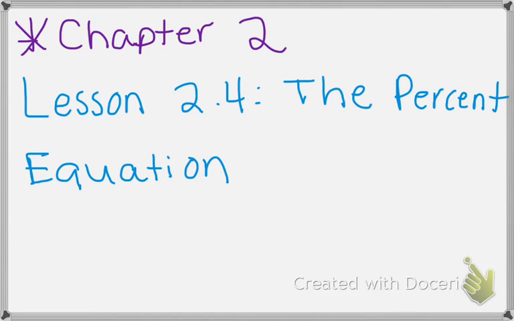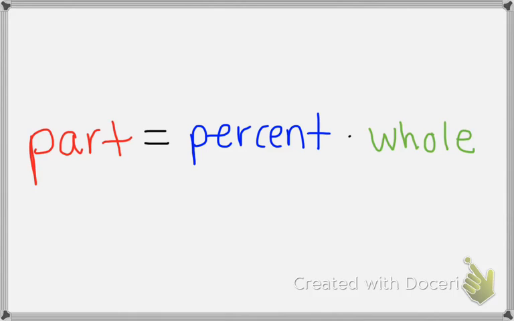Okay, this is Chapter 2, Lesson 4, the percent equation. So here's the percent equation: part equals percent times whole. Now those three words are very familiar. They're from the percent proportion, right? Basically, the percent proportion and the percent equation are the same thing. They will get you the same answer. I want to show you how you can use either one, because one of them might be easier for you. So you need to learn how to do both.